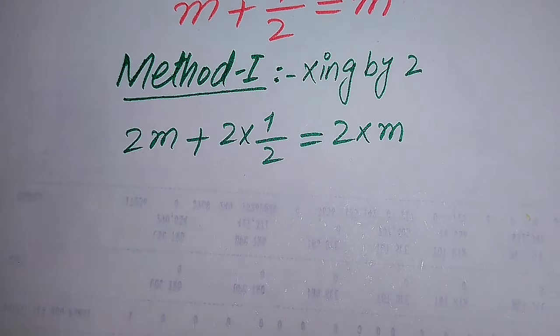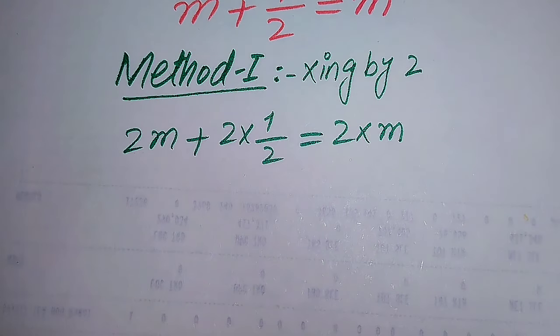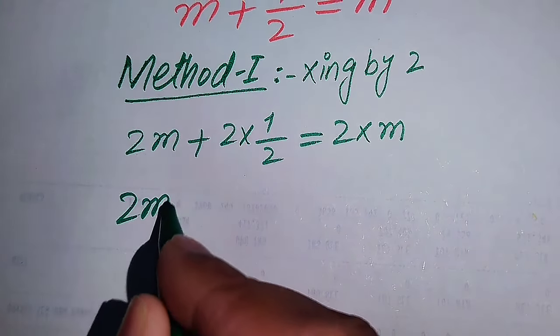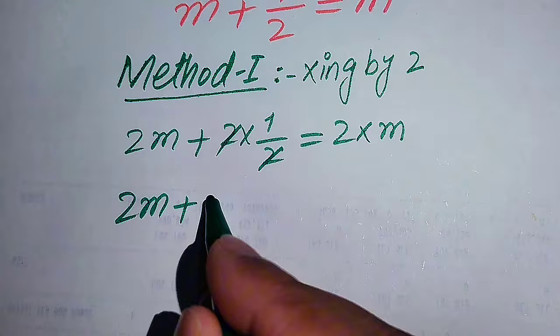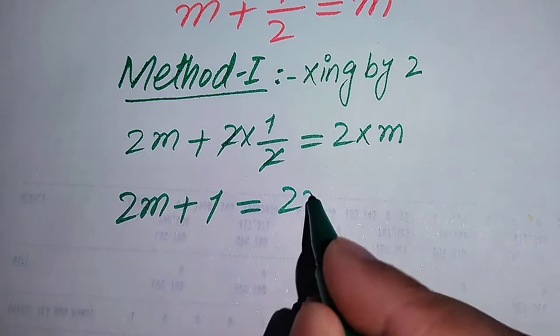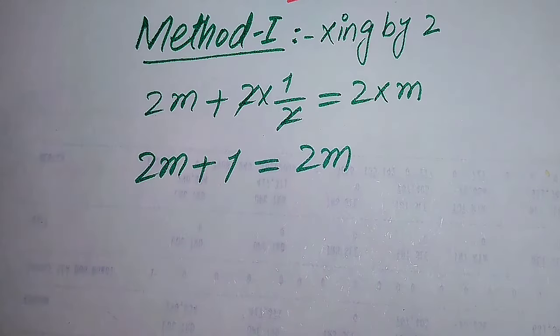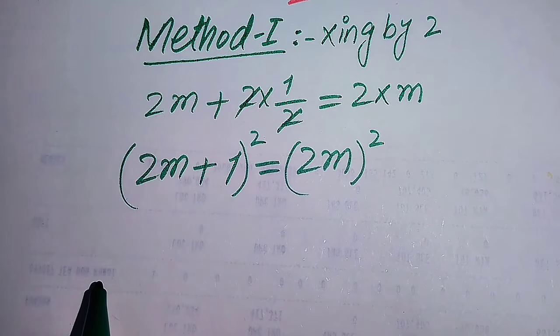And now in the next step we need more simplifications, and it will be written as 2m plus, this 2 and this 2 are gone, and we get 1 is equal to 2 times the square root of m. So in the next step we need to take a squaring on both of the sides. When we apply squaring on both of the sides, it will be written in this form.